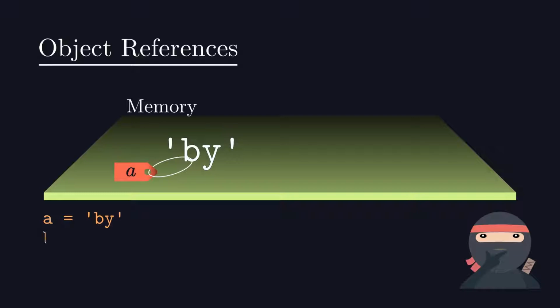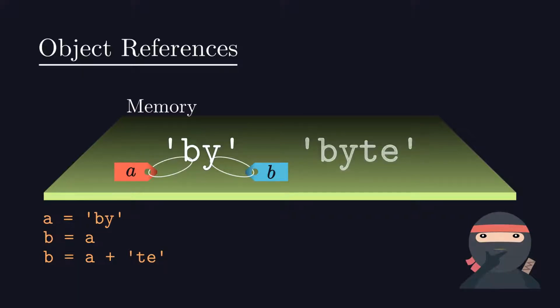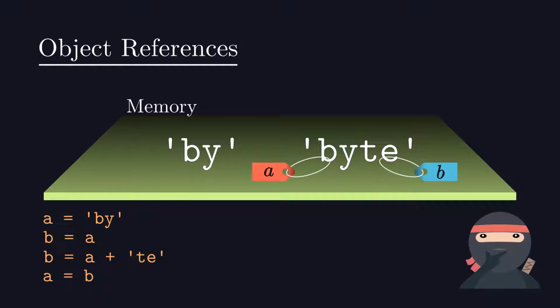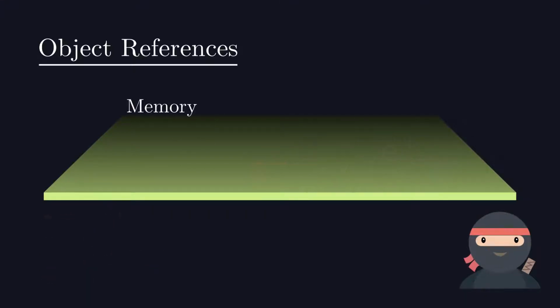When Python executes b equals a, b will also point to the same object. If we modify b, then it will actually try to modify the string object. Since strings in Python are immutable, we cannot modify them. So instead, Python will create a new string object, 'byte', and make b point to the new object. Again, when Python executes a equals b, a will also point to the same object. Right now, there is no tag for the first object, so there is no way to use it in our program. As a result, Python will destroy the object, freeing up the memory.